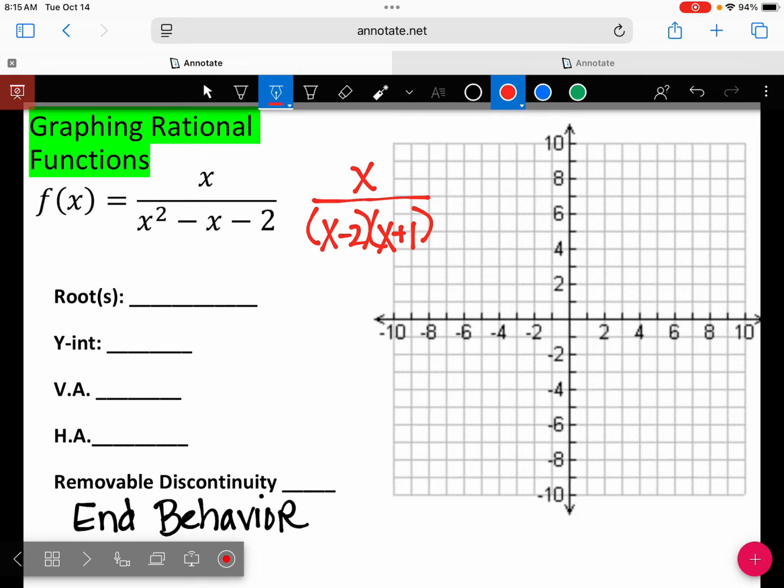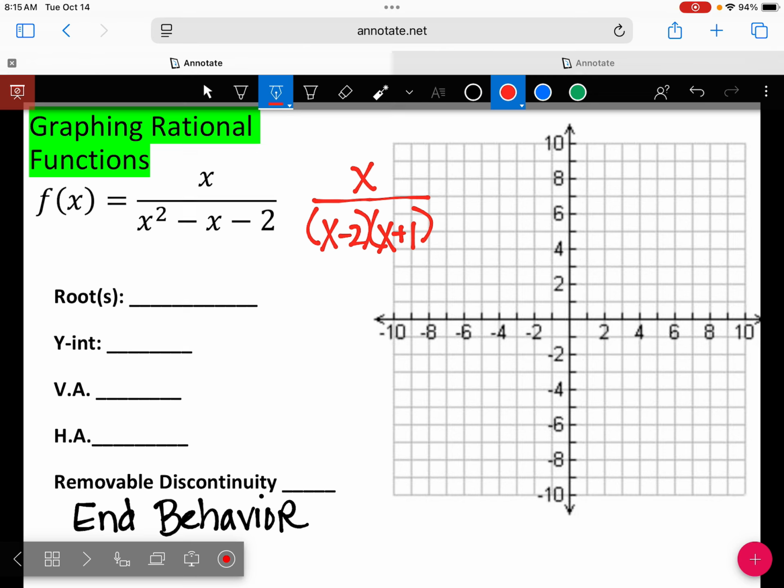Okay. So roots, this is not a special case. I talked about that in the video yesterday. A special case means that you have a number outside of the fraction. This is just a fraction. There isn't anything on the outside. So to find our roots, we just look at the numerator.